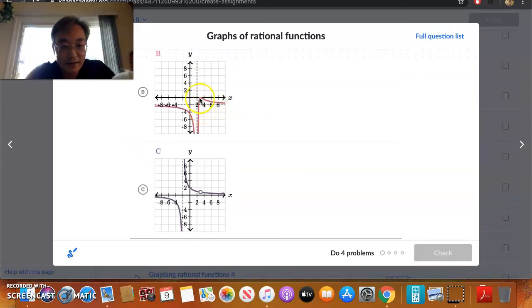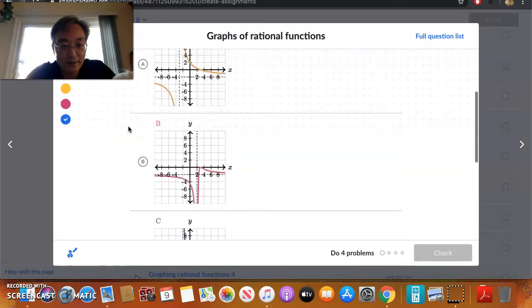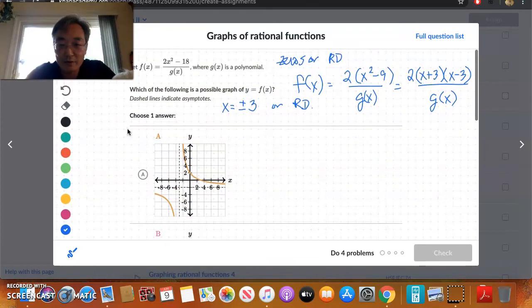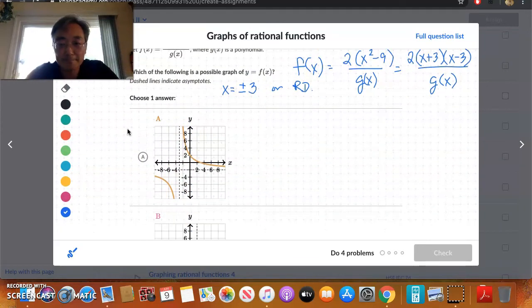This has a 0 at 3 and nothing else is going on in negative 3. This has a 0 at 3 and it's got a vertical asymptote at negative 3. Okay, so we have a few things going on here, right?